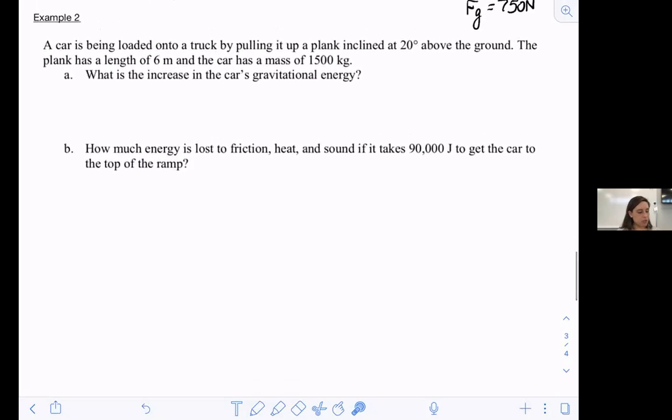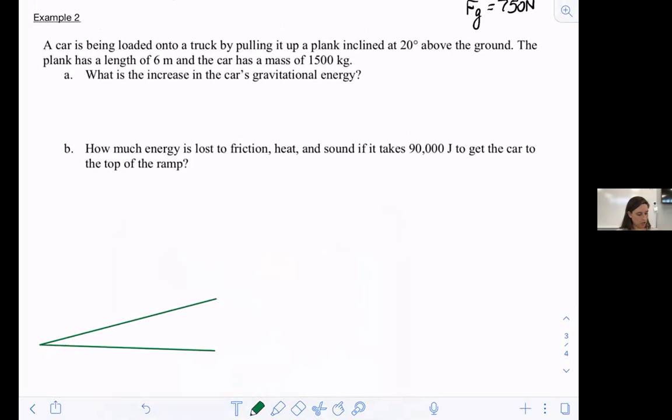Okay, let's look at example number 2. A car is being loaded onto a truck by pulling it up a plank inclined at 20 degrees above the ground. The plank has a length of 6 meters and the car has a mass of 1,500 kilograms. Okay, I need to draw a picture of this. That was a lot of information.